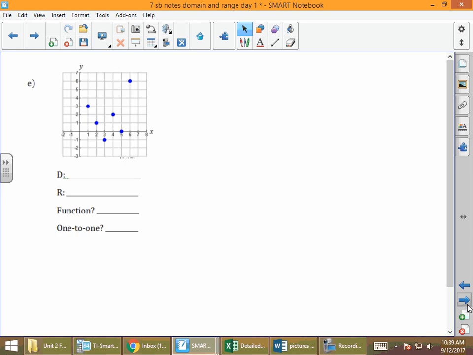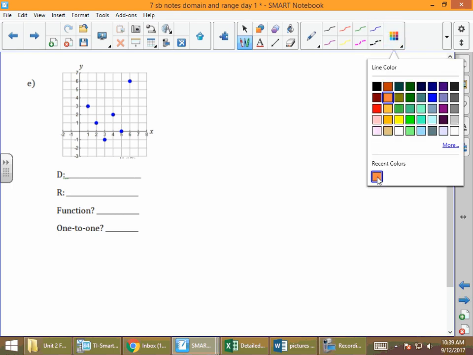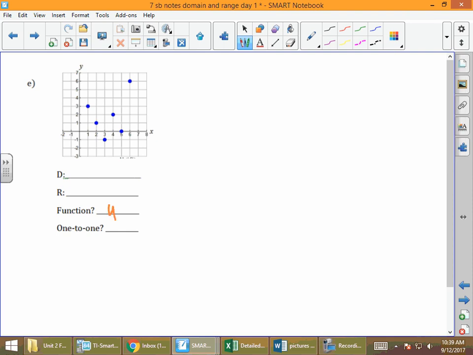When we finish here on letter E, notice that letter E is a collection of points. So we need to use set builder notation on this one instead of the interval. But is this a function? I think so. Is it a one-to-one function? I still think so.